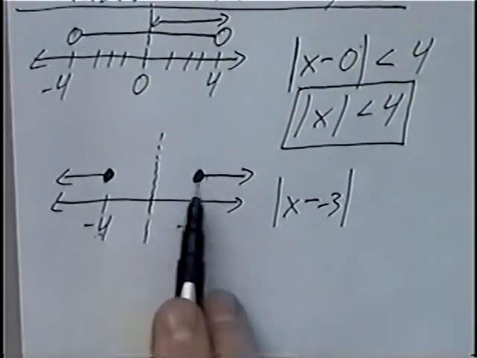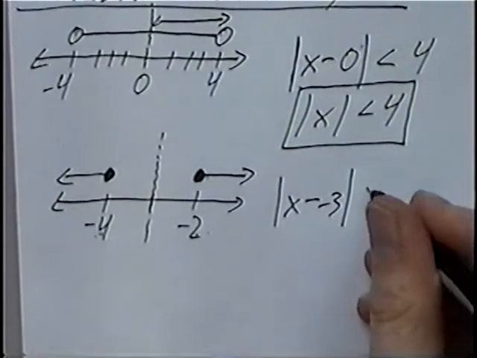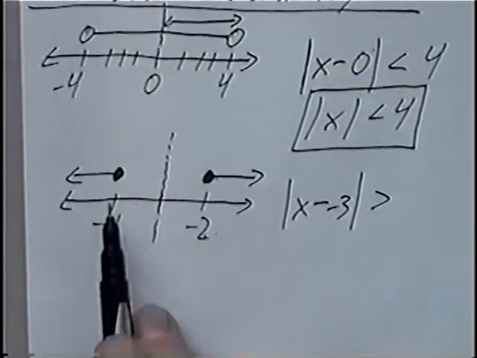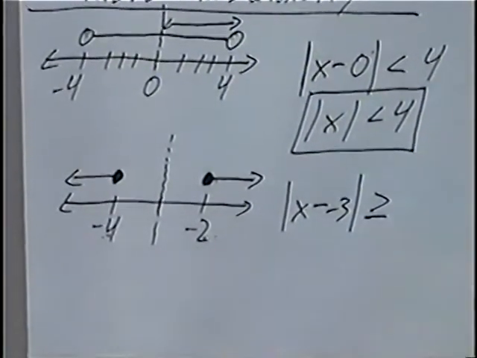When the lines point away from each other, that would be greater than. And since both points are closed, that would be greater than or equal to.